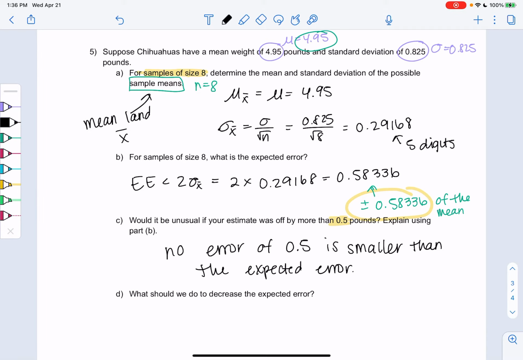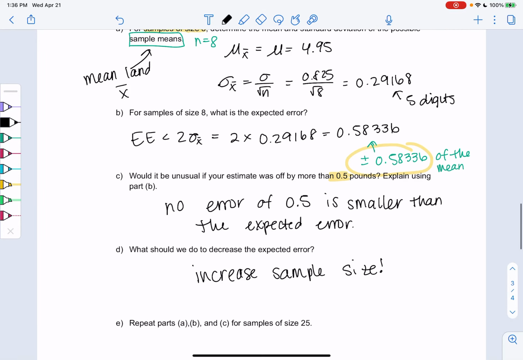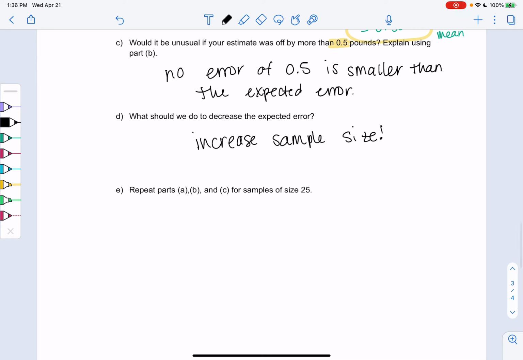All right, and so let's say we've decided 0.58 is too much error. How do we decrease the error? We just increase sample size. Sample size is the best way to change the amount of error. So let's see what happens when we change the sample size to size 25.